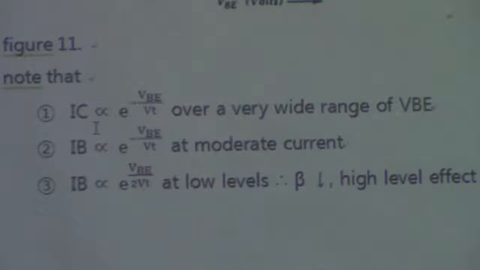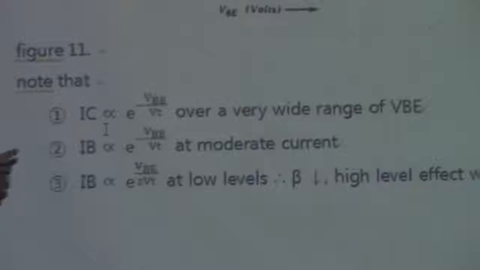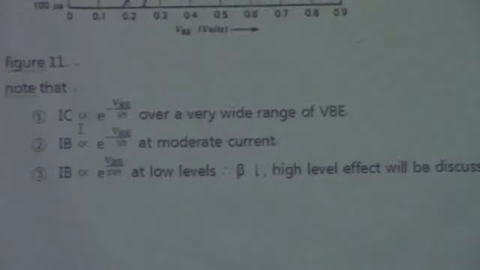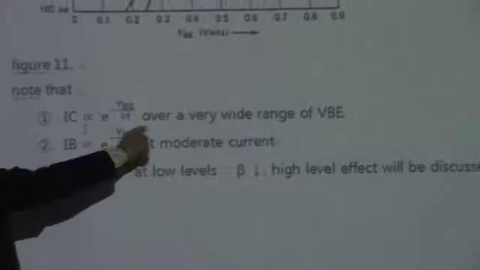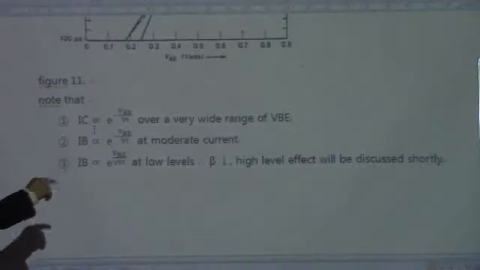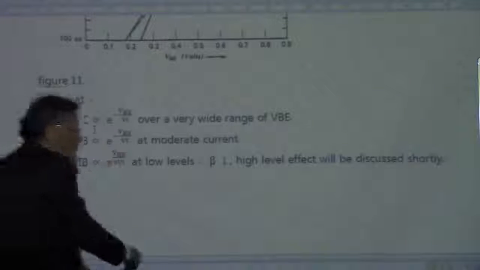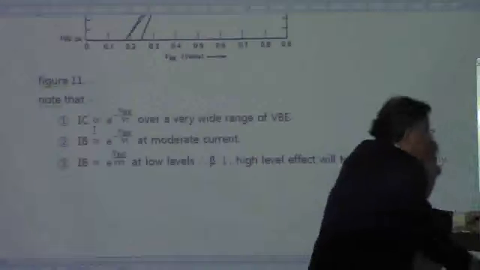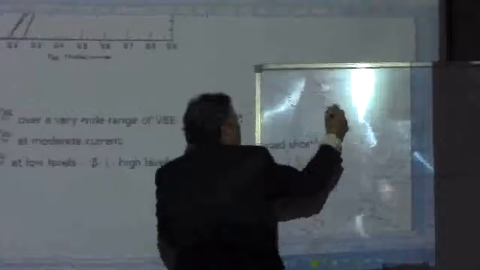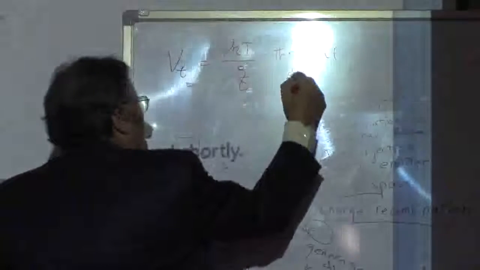So we can see that the collector current is proportional to the emitter base voltage in this fashion over a wide range of voltages. Vt is the thermal voltage, which is kT over Q. Here the Vt. Vt is kT over Q. We call that the thermal voltage.